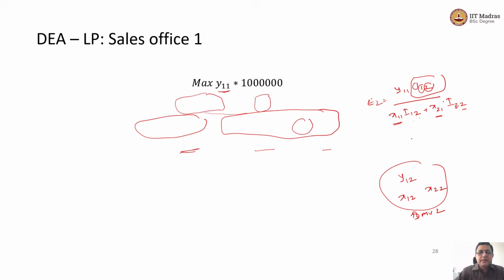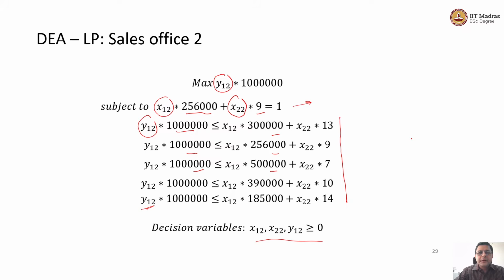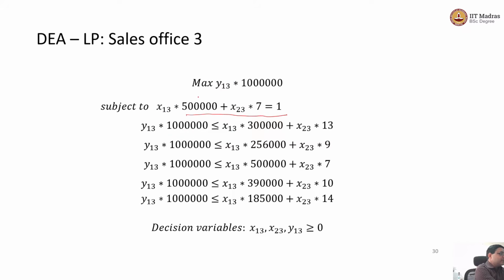Okay, 5 lakhs and 7. Let us make sure that we have done this correctly. Sales office 2 done already. Sales office 3. So this is 5 lakhs and 7. Right. We could have picked it up from here because these were the input values used in the constraint for the third DMU, third sales office. Right. Once again, what is going to change?